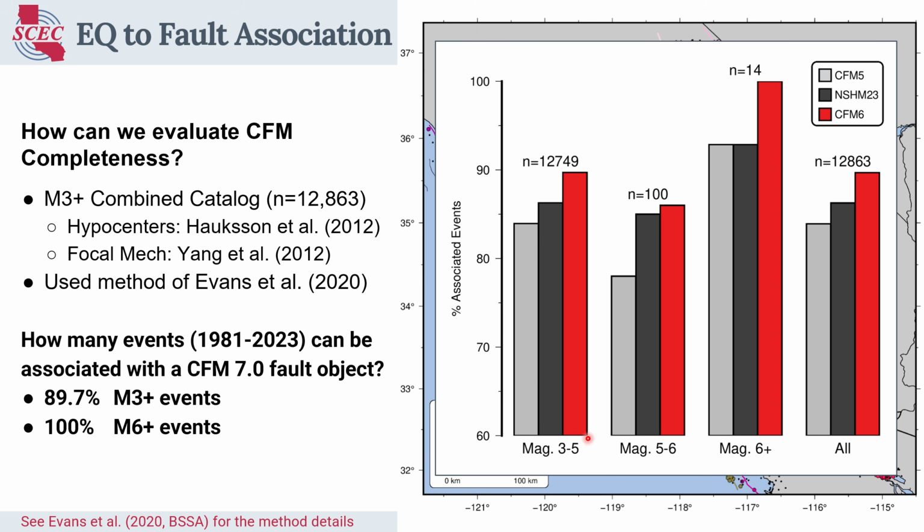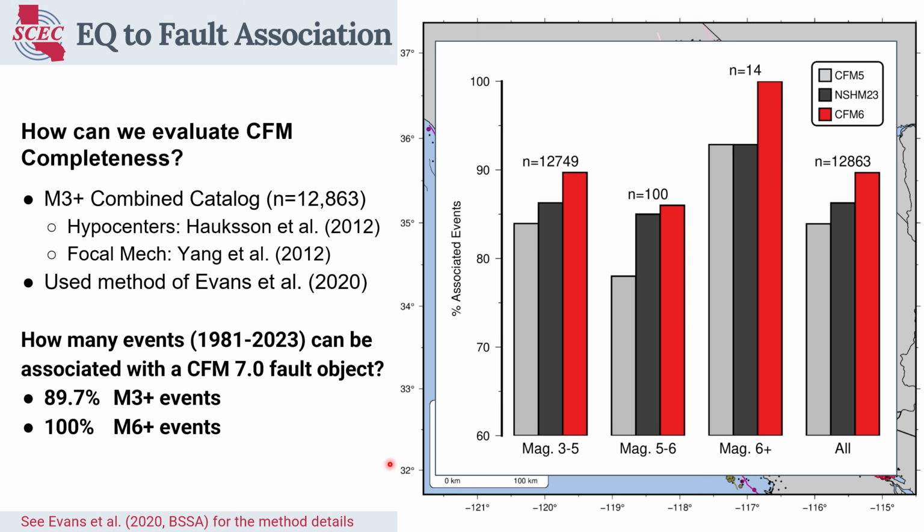Histogram-wise, what you can see is we split it up between magnitude 3 to 5, and the CFM 6 outperforms the CFM 5, shown in gray, but it also outperforms the National Seismic Hazard Model fault system section database. Magnitude 5s to 6s are here. CFM 6 is the only model that associates all magnitude 6-plus events. The other two models miss 2 of them. And overall, for all magnitudes 3 and above, which is what the algorithm was designed for, you see that it gets about 90% of the events.